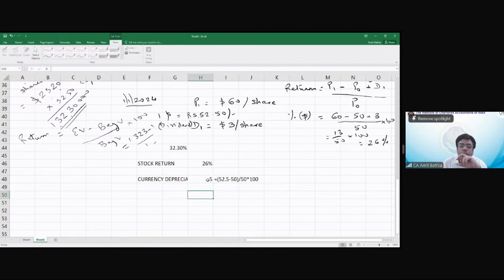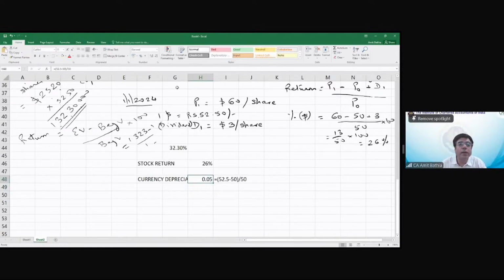Let me remove this 100. I will make this a percentage in the format. Okay, so now if I add these two, 26 plus 5, it should be 31%, but my return came to 32.30%. So there is a difference of 1.30%, 32.30% minus 31%. Why did this difference come? Can anyone tell me? Why am I getting 1.30% extra?